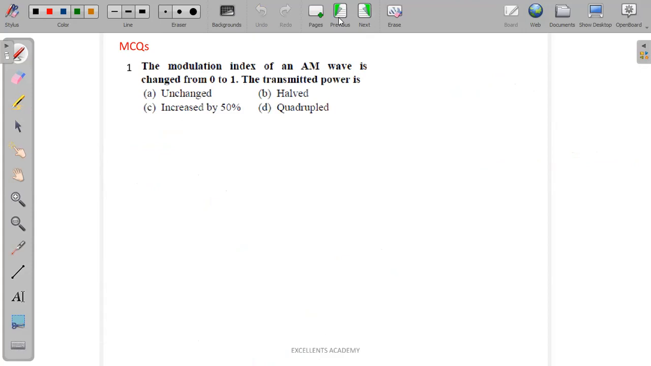So the modulation index of an AM modulated wave is changed from 0 to 1. So the mu value is given from 0 to 1. They are asking whether the transmitted power will change or not, and how it will be. So we know the formula PT is equal to PC into 1 plus mu square by 2, right? So mu has changed from 0 to 1. When mu is 0, let us take the power we get as PT1, right?